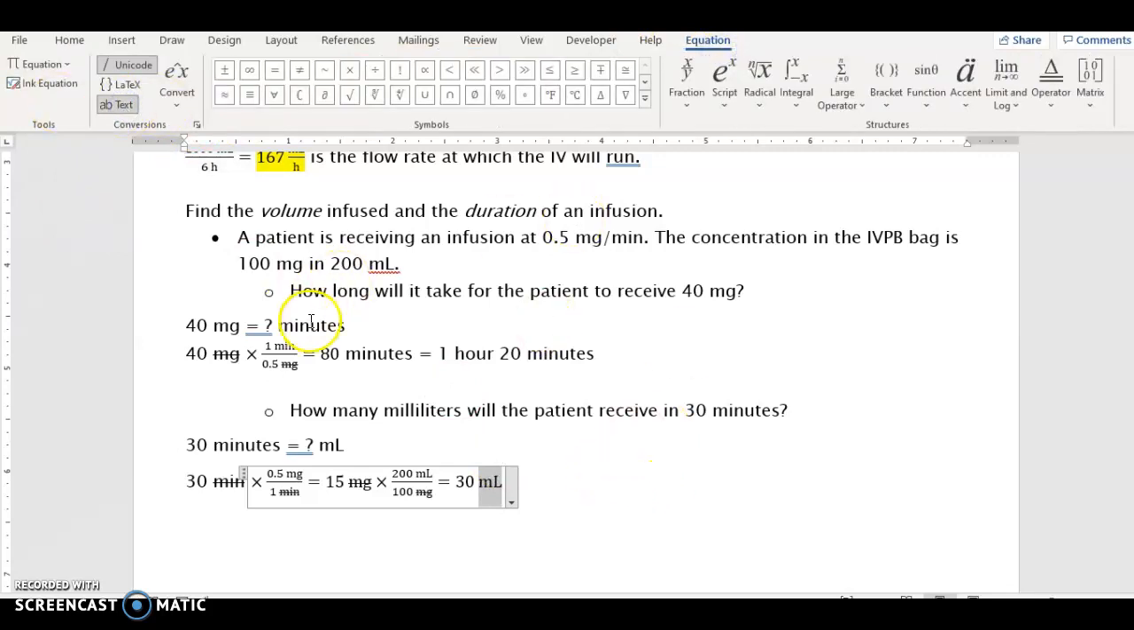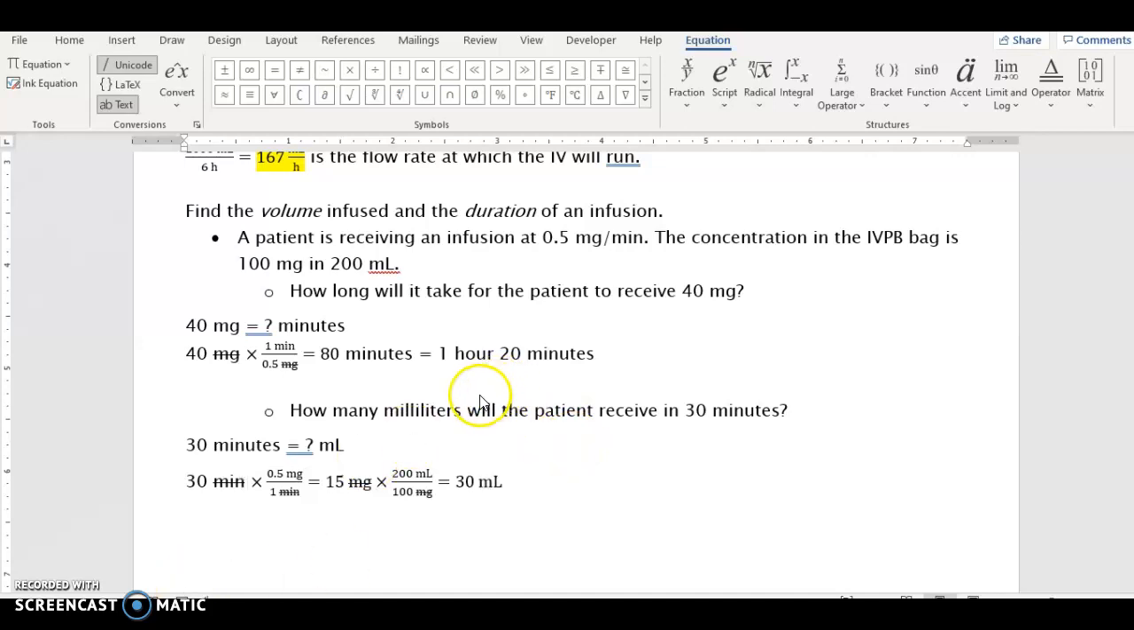Okay, and that completes this question on volume infused and then duration. So in the first part of the question, we figured out the duration for the patient to receive 40 milligrams, so how long it will take for the patient to get 40 milligrams of the drug. And then in the second part of the question, we figured out how many milliliters the patient will receive in 30 minutes.